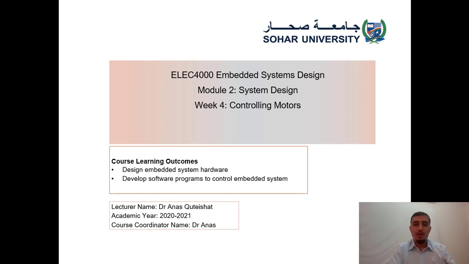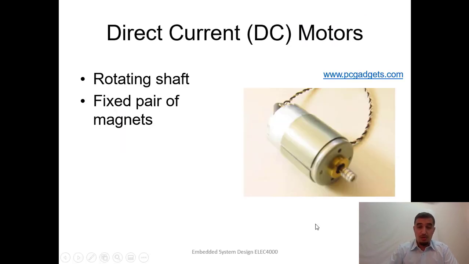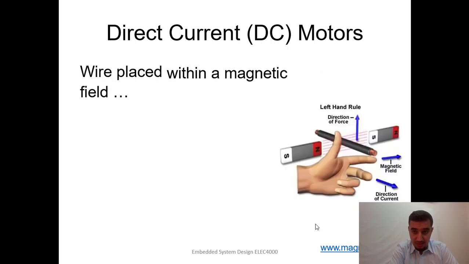Today we are going to talk about motor controlling using an embedded system, and basically we are going to discuss DC motors and how we can control both the speed and the direction of the rotation. So first of all, you all know the basics of DC motors. It's a rotating shaft with a fixed pair of magnets.